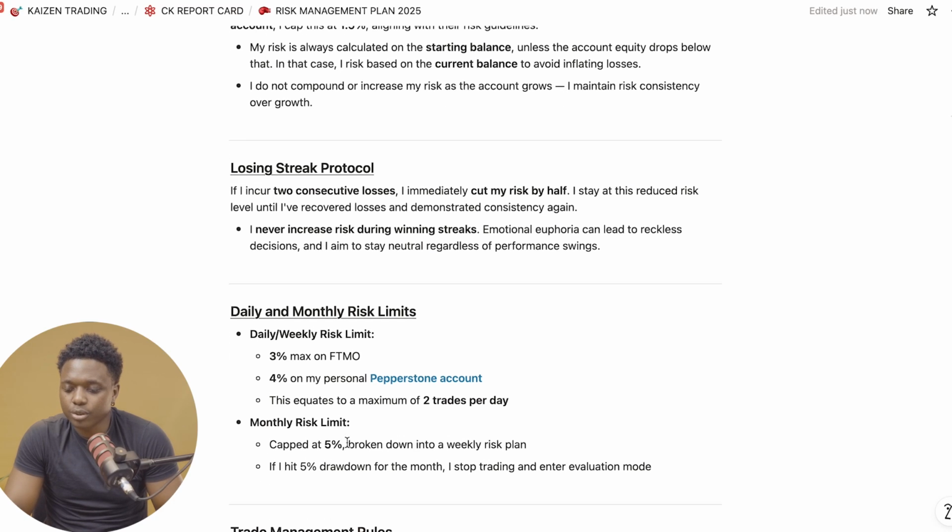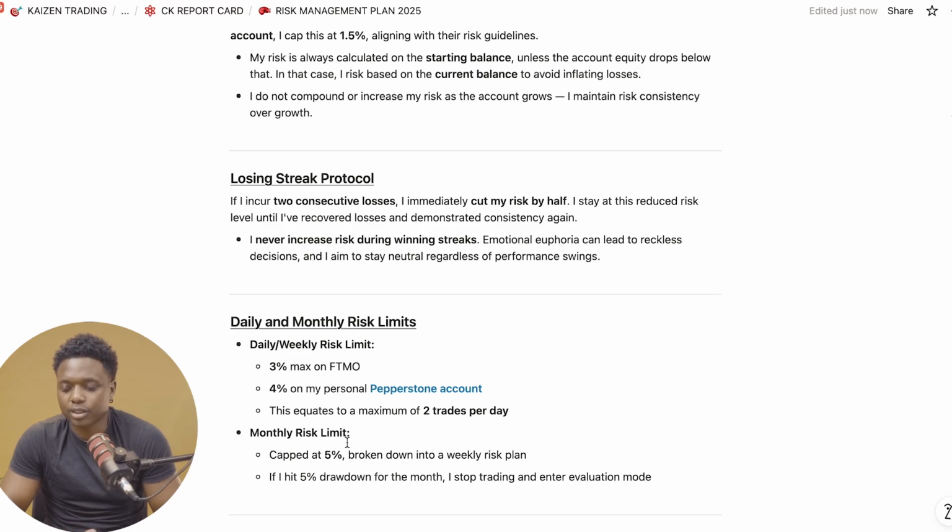So if during the month I have a 5% loss, broken down into a weekly risk plan, if I hit 5% drawdown for the month, I stop trading and enter evaluation mode. I need to evaluate myself. Now, is it a bad thing? No. But could a correction be made? Could an update be made? Could I learn from the losses I've gotten to my 5% loss? Yes. Is taking a break a good thing? Yes. Most people believe taking a break is not a good thing because they think, okay, what's going to happen? I need to trade.